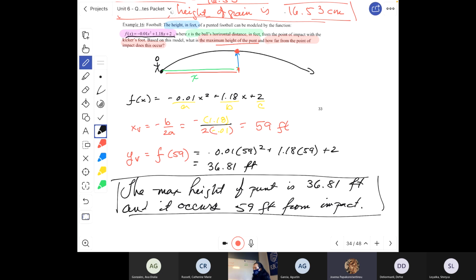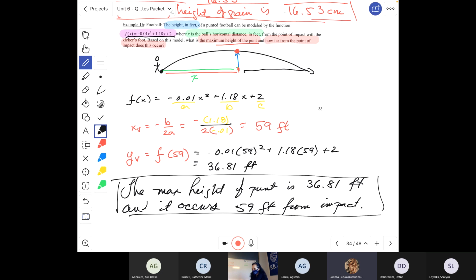If I wanted to, could I ask you when it's going to hit the ground? Not what time, but how far it will be from impact. Right, because I know this distance, since this is symmetric, would be another 59 feet. So I would be able to then draw that conclusion based on symmetry, yes? Also the zero. Yes, they are.